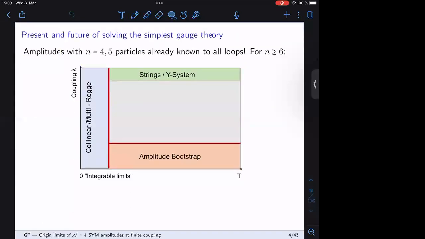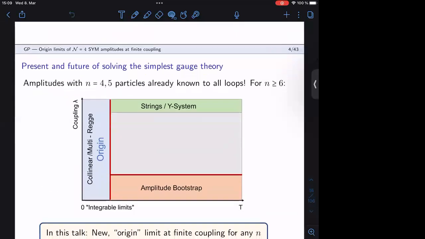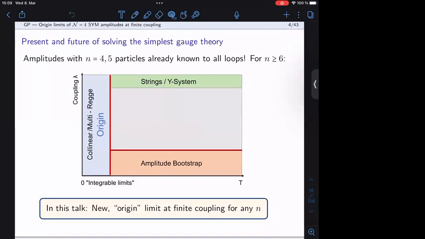And today I want to talk to you about a particular new limit. I want to put a new limit on the map that, if you wish, pushes the boundaries of the territory we have charted so far. And I will describe what it is, but it essentially amounts to setting some natural kinematic variables to zero. And that's why the name origin. Because it's in a sense the origin of the coordinates, the origin in the frame of these coordinates.